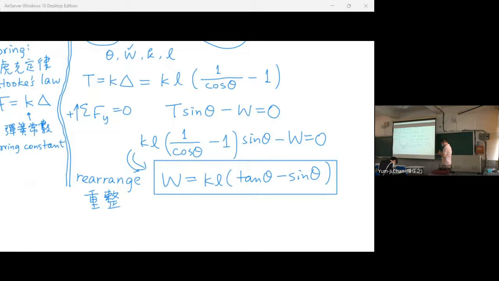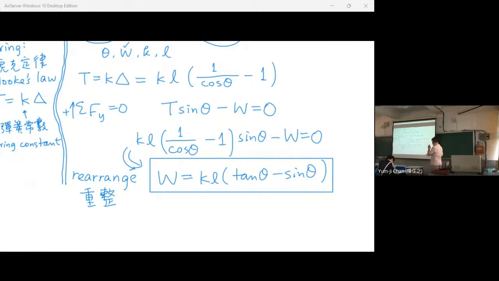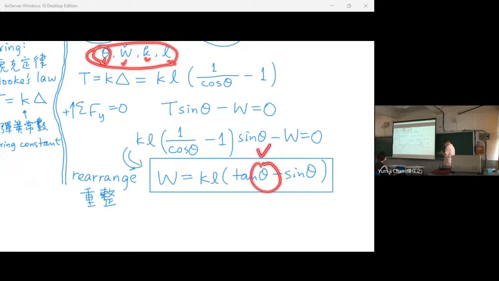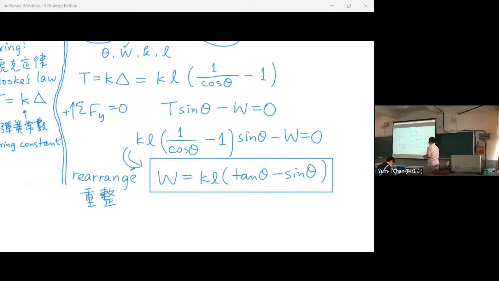Now for this equation, we have theta, and the question asks for the relationship between theta, W, K, and L. So now we have theta, of course we have W, and we have K, and we have L. Now we have finished the work on this problem.